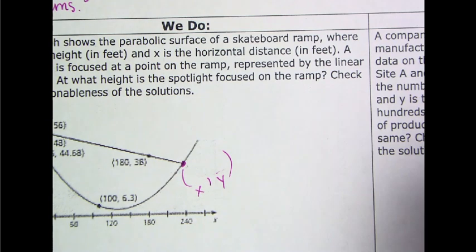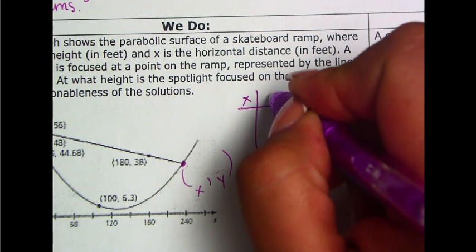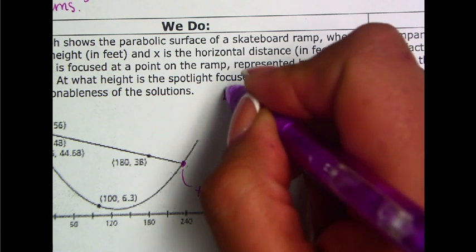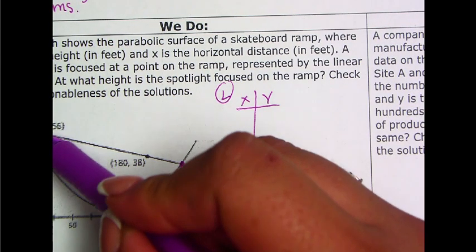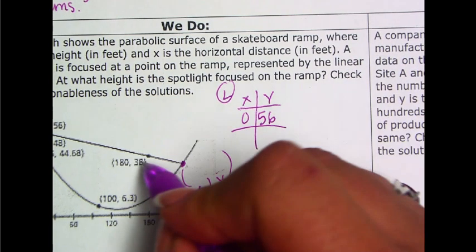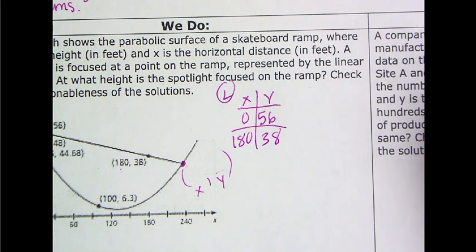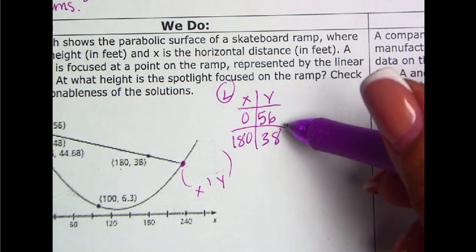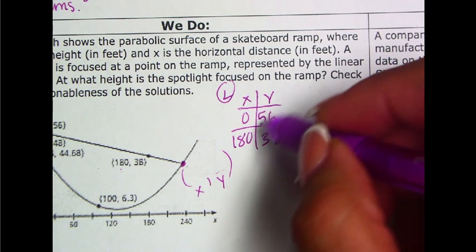When we find the solution for the system, we'll interpret that y value as the answer. So together we need to write the equations. We need the data for the line. Let's say this is the table for the line. Notice that the line creates the points 0, 56, and 180, 38. So this mini table represents the data that we're going to use for the linear regression.